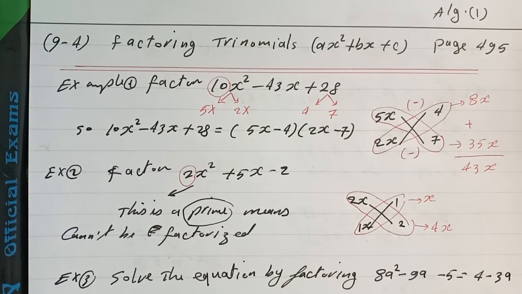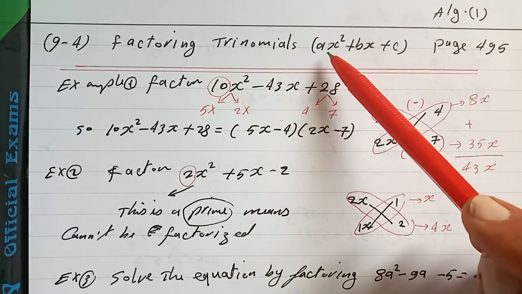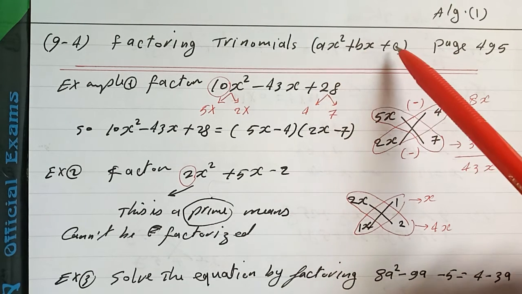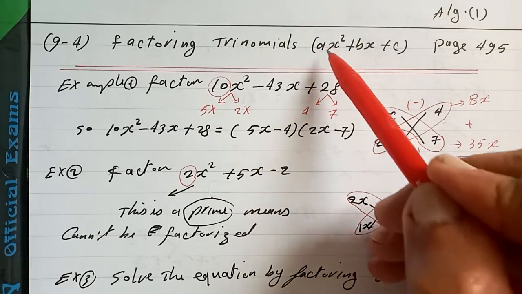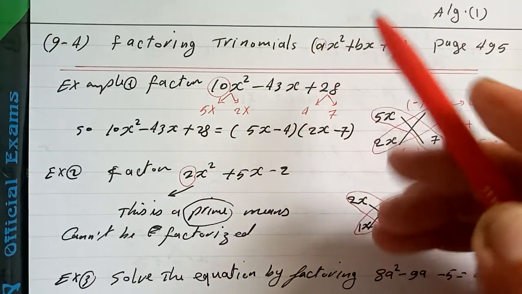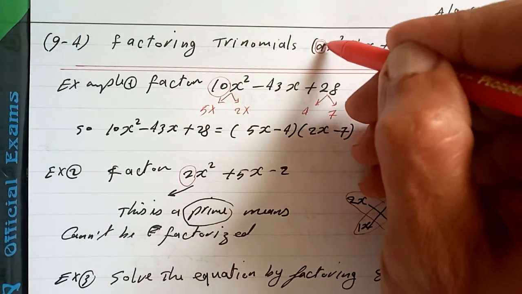Hello grade 9, this is lesson 9.4, page 495, factoring trinomials of the form ax squared plus bx plus c. Look, the difference between this lesson and the previous lesson is a.